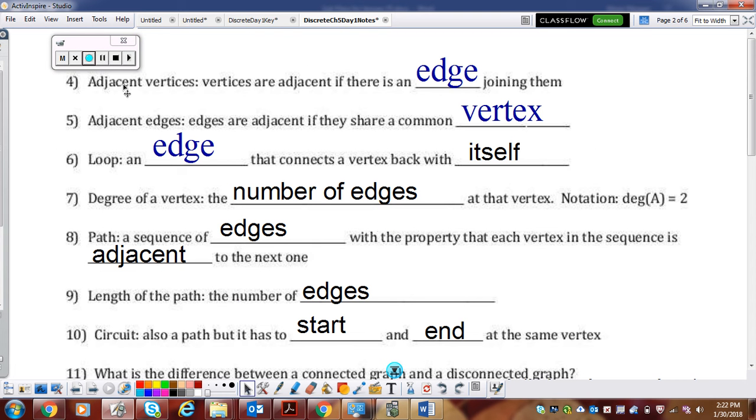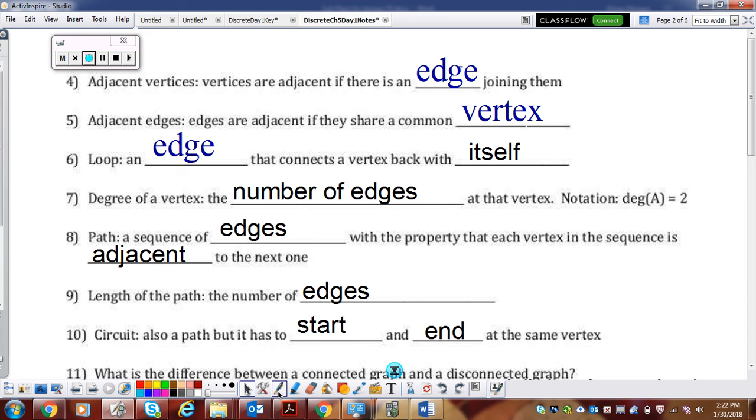Now, we also have something called adjacent vertices and adjacent edges. Adjacent just basically means that they are next to each other. Vertices are adjacent if there's an edge joining them. Edges are adjacent if they share a common vertex.